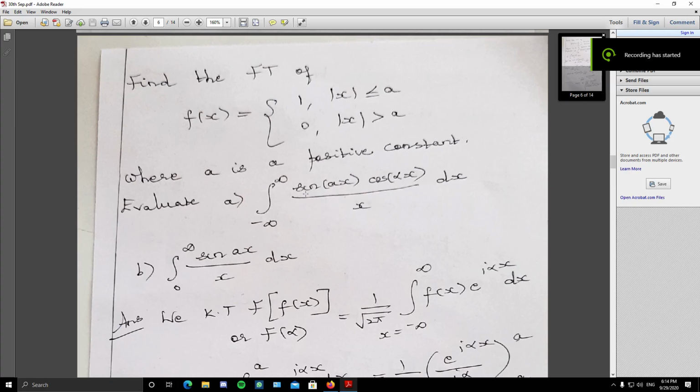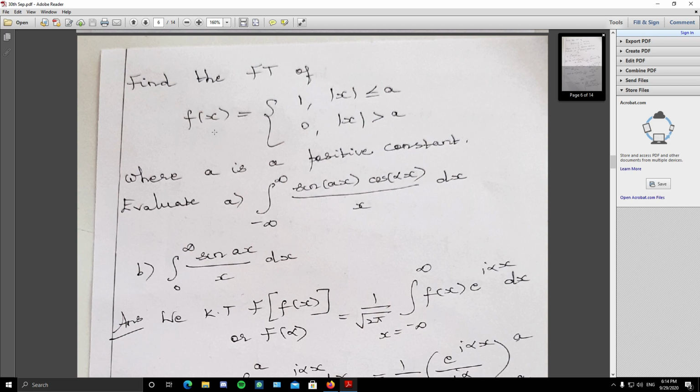We are continuing with the problems from Fourier transform. This is another type. This type is very important. Solved example, repeated question. Find the Fourier transform of f of x equals 1 for mod x less than or equal to a, 0 for mod x greater than a, where a is a positive constant. And then you are asked to evaluate these two integrals.